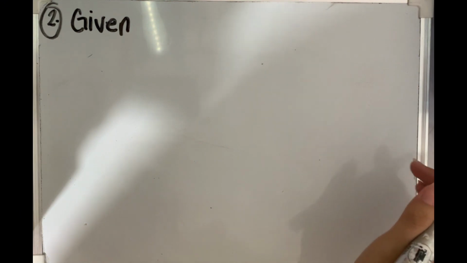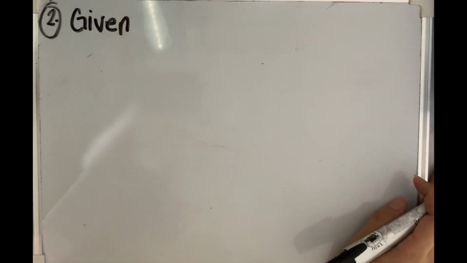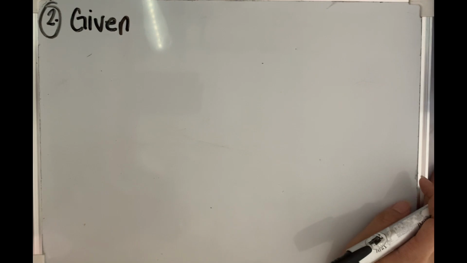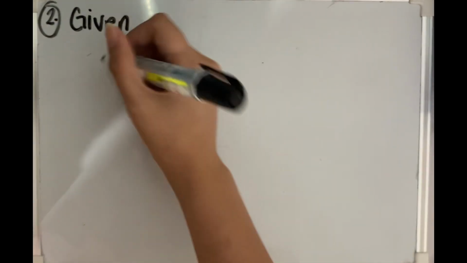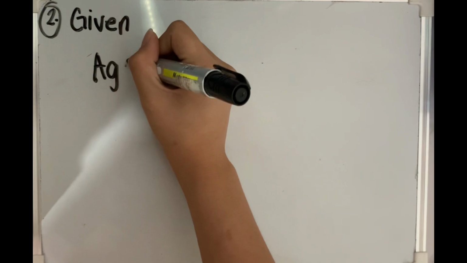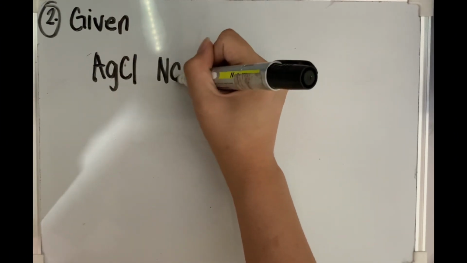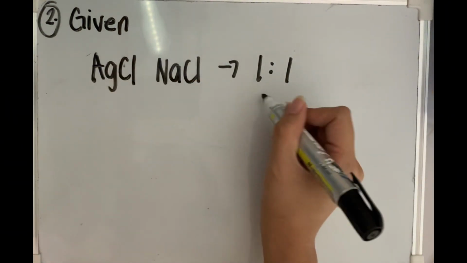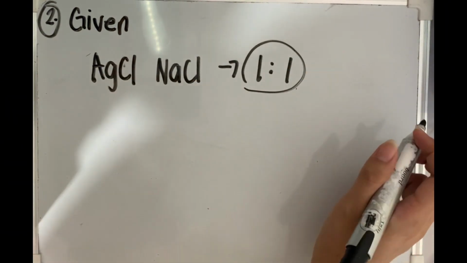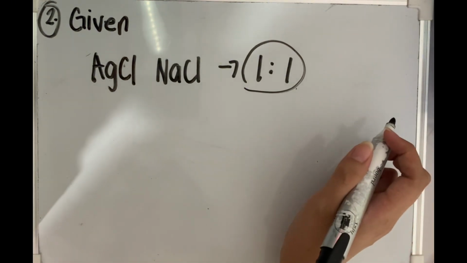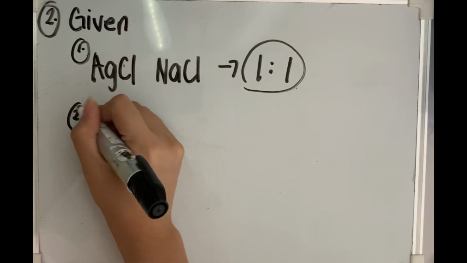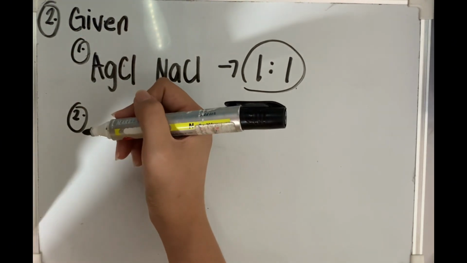So for example number 2, we need to determine first the stoichiometric ratio of the limiting reactant to the precipitate in the balanced equation. So we already know that the stoichiometric ratio for AgCl and NaCl is 1:1. So take note that we will be needing this in solving for the theoretical yield of the precipitate. So this is step 1. For step 2, we need to calculate the theoretical yield.